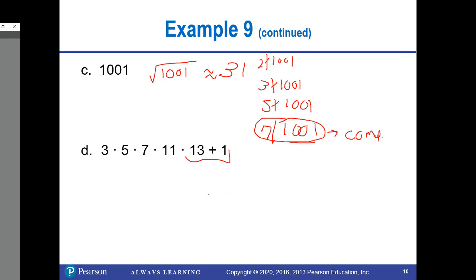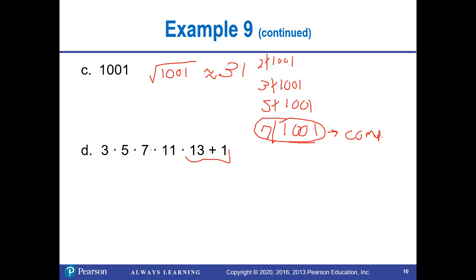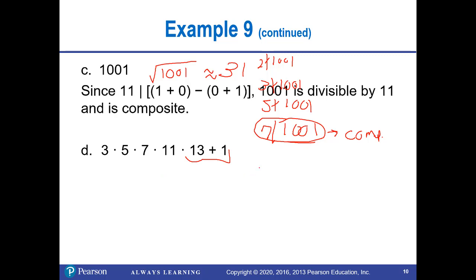Any even number other than 2 is a composite number. This would be composite anyway because we have all of these numbers multiplied together. It's clearly composite. So yes, this is a composite number.